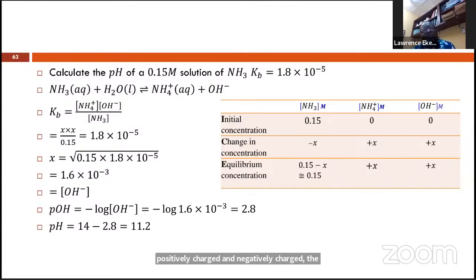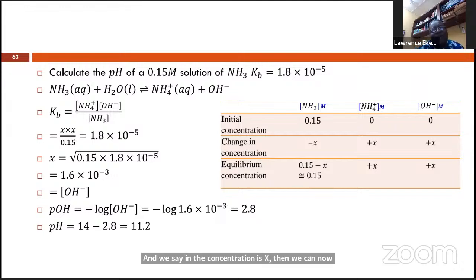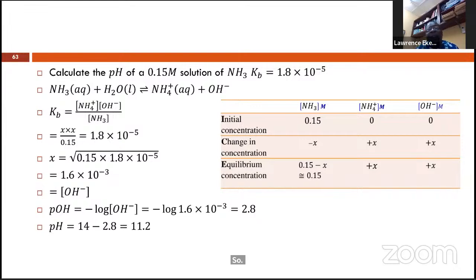If the concentration is S, then we can say S multiplied by S, because they are equal to each other, over the concentration of the base. The concentration of the base, which is the ammonia provided in the question, is 0.15. So it becomes S multiplied by S over 0.15 is equal to Kb. And remember, Kb has been given to us in the question: 1.8 times 10 raised to the power minus 5. So 1.8 times 10 raised to the power minus 5 is equal to S squared over 0.15.